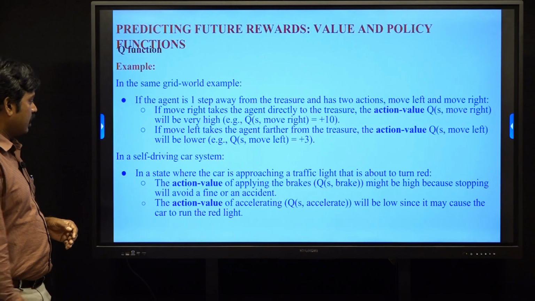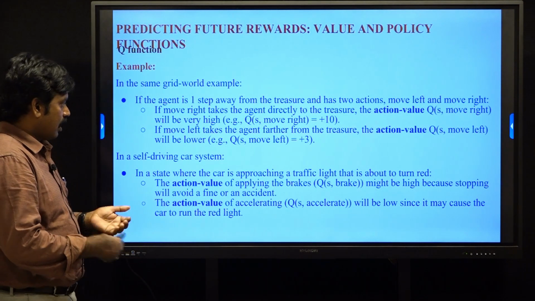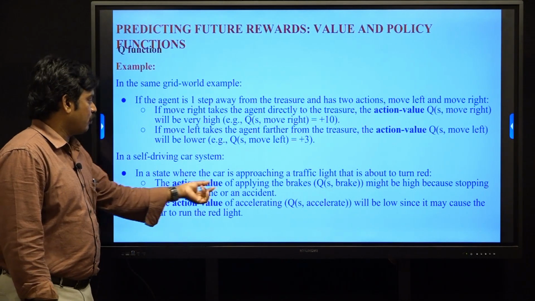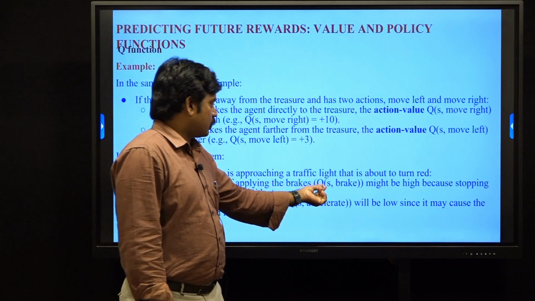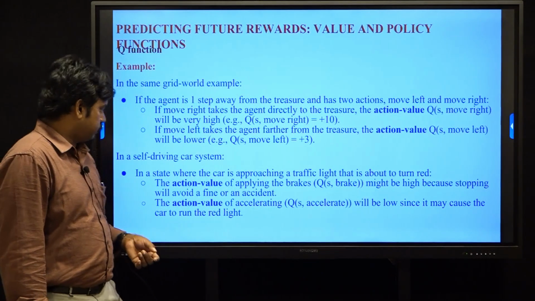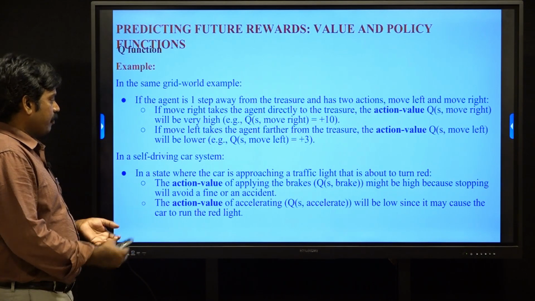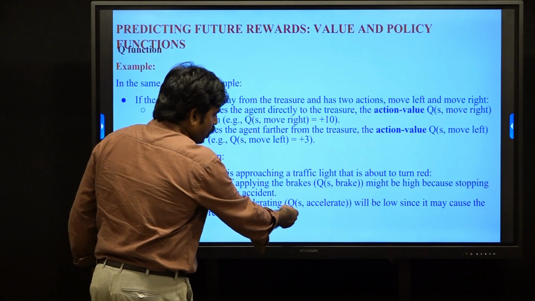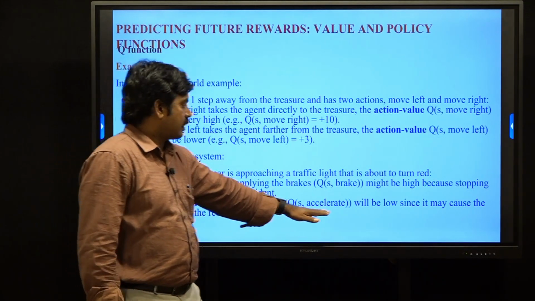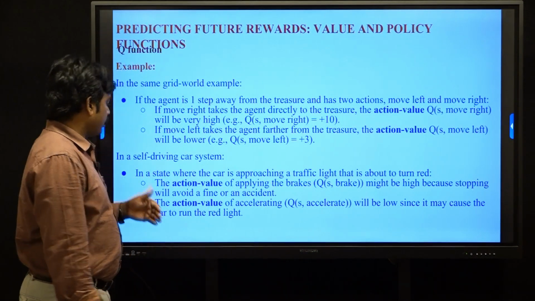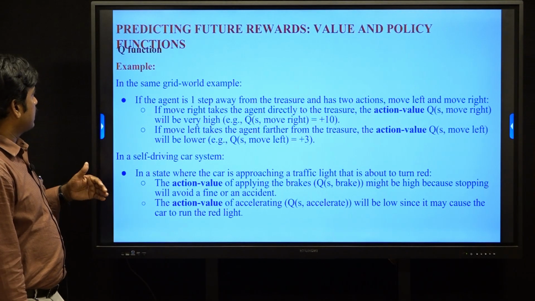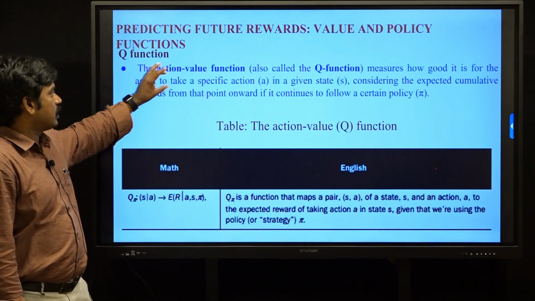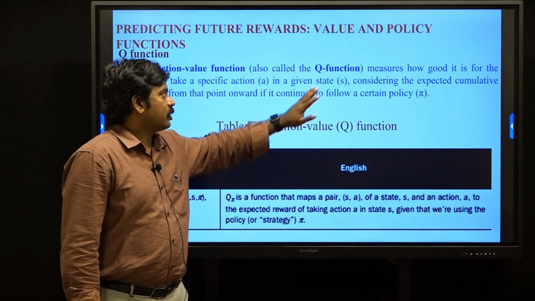In a self-driving car, when it reaches a traffic light that is about to turn red, the action value of applying the brakes, Q of state and brake action, might be higher, because it stops the vehicle to avoid fines and accidents. The Q value of the accelerating action will be low, because the car would cross the red light. So the Q value function measures how good it is for the agent to take a specific action in a particular state.